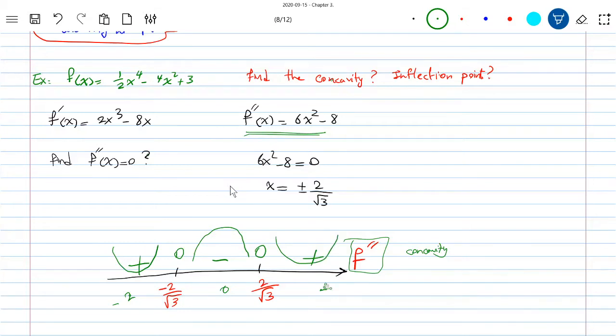Again, these test points are useless at this point. You don't need the test points. They were just to figure out the sign. We don't really need these. Okay, so what are the concave up and concave down intervals?